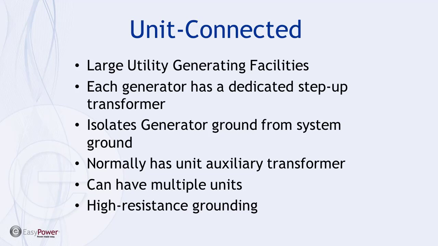We'll also have, on a large power plant, typically some kind of unit auxiliary transformer that comes off the same bus. High resistance grounding is the norm here. There's really no reason not to use high resistance grounding, and a lot of advantages to it to limit the ground fault current. And with the unit connected concept, we can have multiple units at the same facility. We just keep adding them on, each with its own step-up transformer and unit auxiliary transformer.